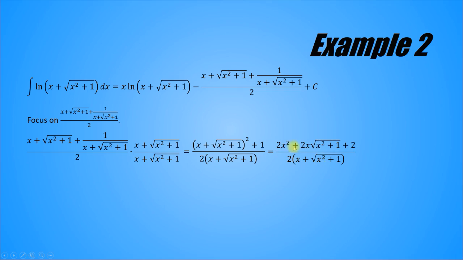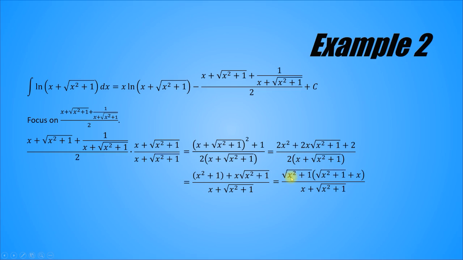Now notice, there's a common factor of 2 in the numerator and denominator, and we can cancel those like so. And notice one more thing. I can think of this x squared plus 1 as the square root of x squared plus 1 squared, and I can factor out the square root of x squared plus 1 from each term in the numerator, like this. Now when I do that, notice there's another common factor in the top and bottom. This one, the square root of x squared plus 1 plus x, appears here and there, and so I can cancel those out. And this ugly looking term simplifies rather neatly to just the square root of x squared plus 1.